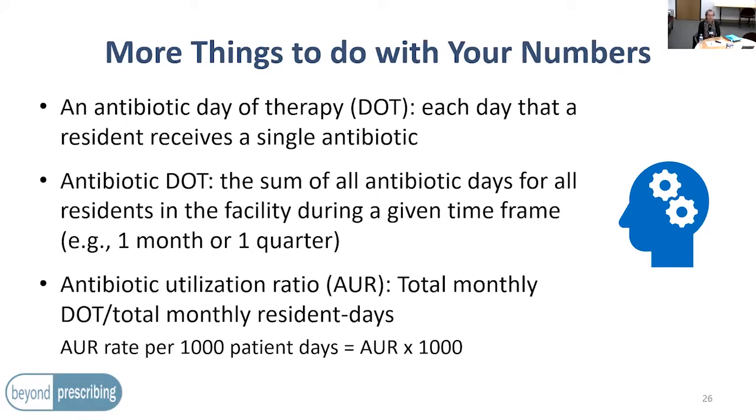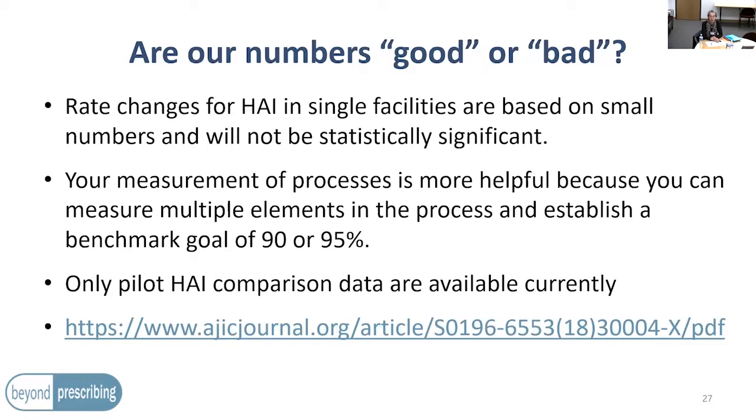And then if you're really wonkish, you can do more things with your numbers. Each day that a resident receives a single antibiotic is a day of therapy. If they're getting 2 antibiotics concurrently, it's 2 days of therapy. Not everybody can count that kind of thing. The antibiotic days of therapy would be the sum of all antibiotic days for residents in the facility during the given time frame, and then our antibiotic utilization ratio would be the total monthly days on therapy over the total monthly resident days, and you can also multiply that by 1,000 to make your number easier to work with if you have too many decimal points.